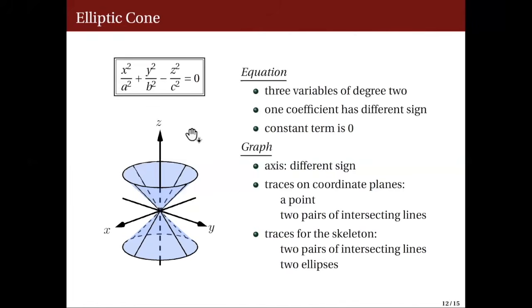Take note that this is a form of the equation. There are two other possible orientations for the elliptic cone. You get that when you rotate this 90 degrees towards the y-axis or 90 degrees towards the x-axis. The effect in the equation is the variable with the different sign changes.